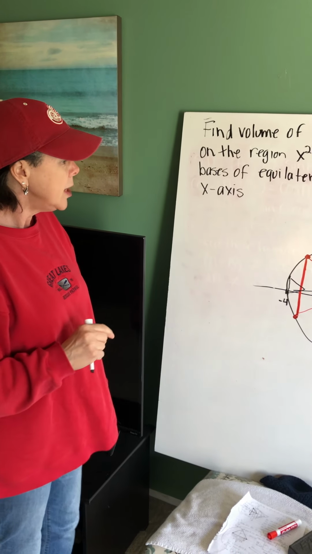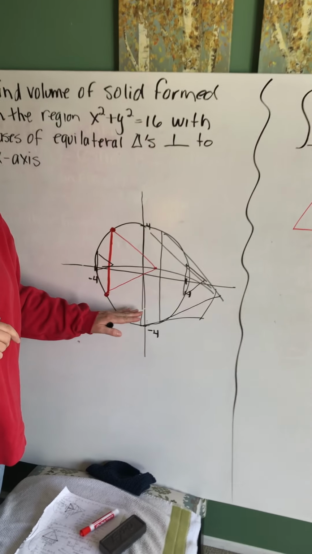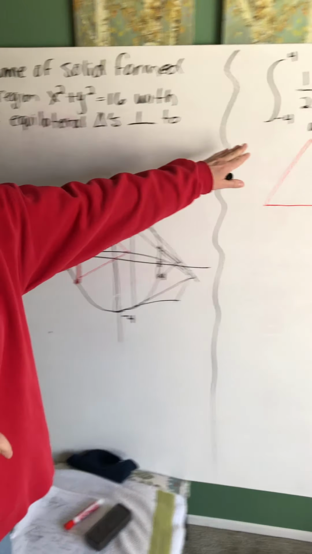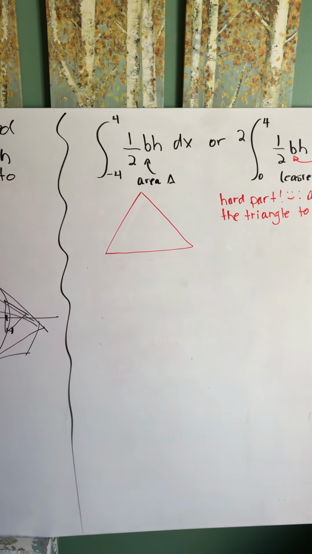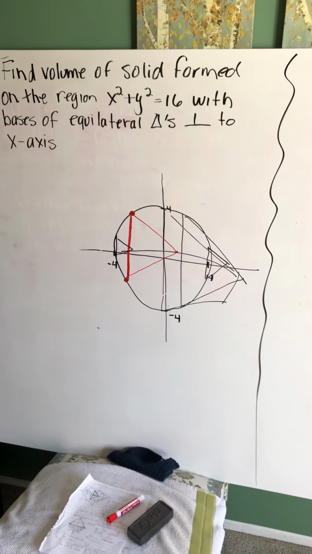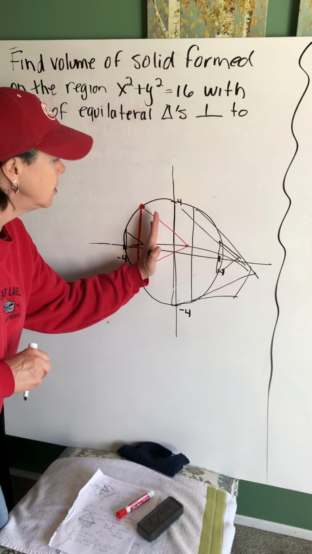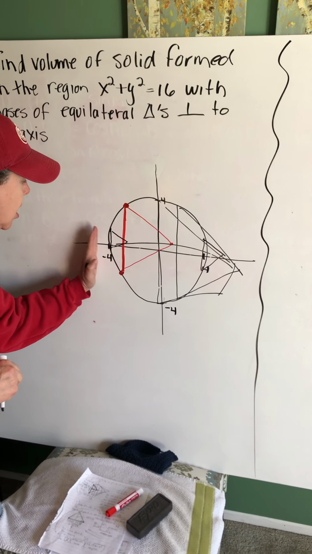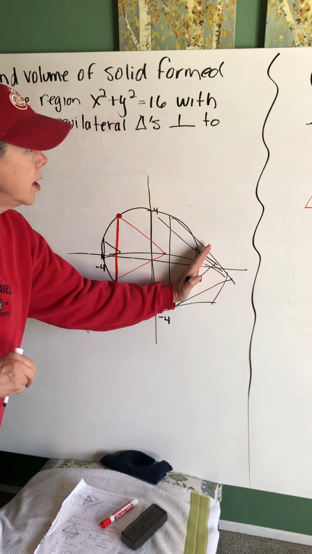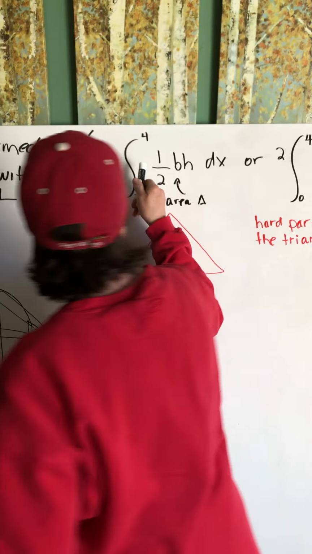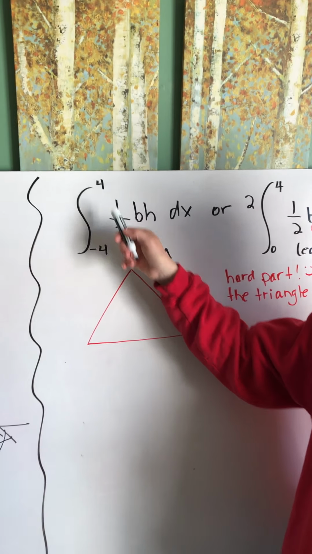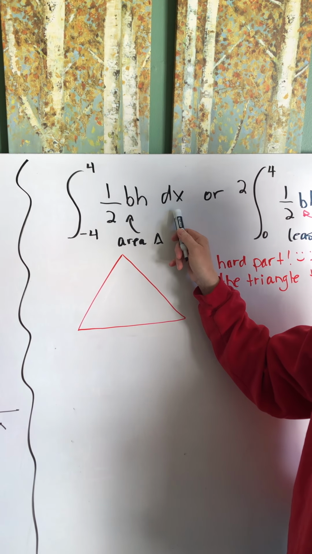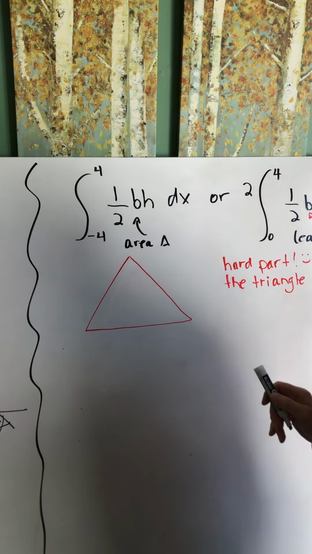So we know when we accumulate areas that makes a volume, and we know accumulation is an integral. Because you can see that we are collecting our equilateral triangles perpendicular to the x-axis from -4 to 4, that is the integration from -4 to 4 of the area of the triangle times dx.